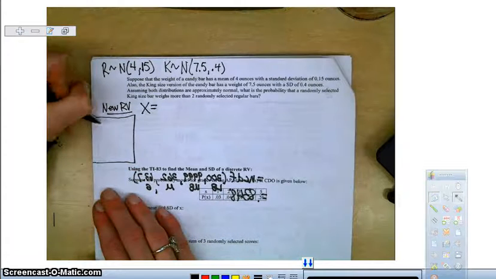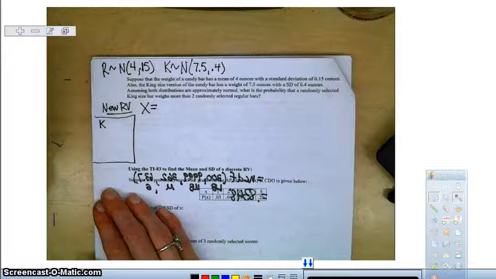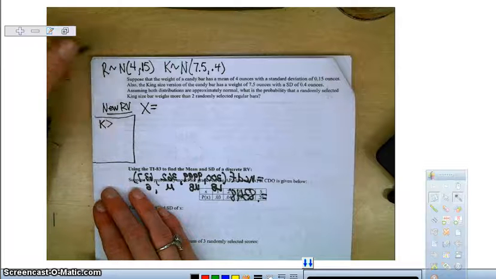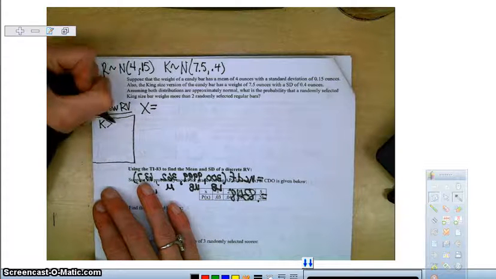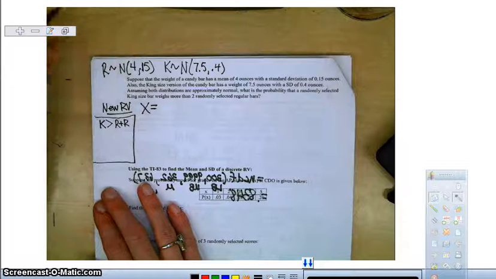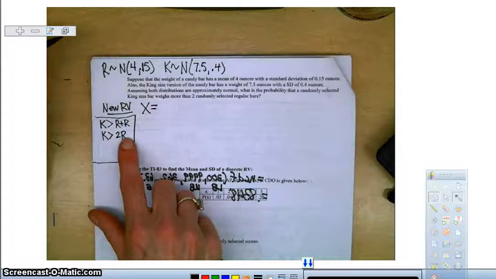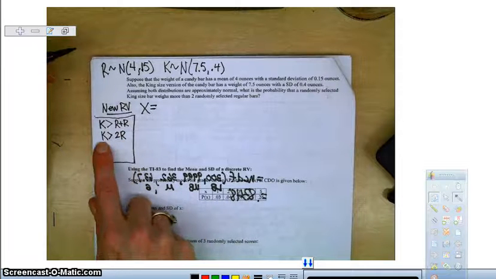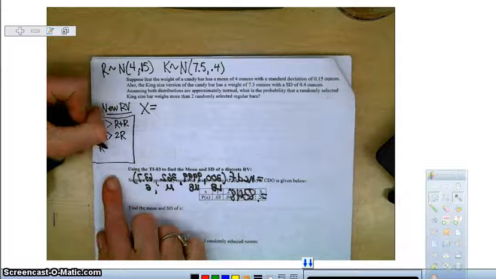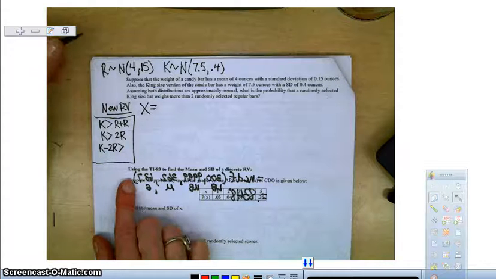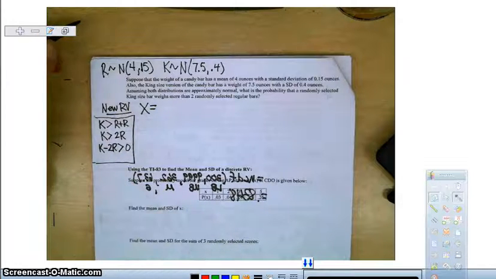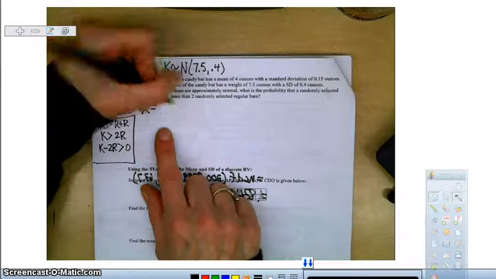If a king size bar weighs more than, what math inequality symbol is that? Greater than 2r, or r plus r. You could say 2r. King is greater than 2r. Now get everything on one side: move the 2r over, minus it. So king minus 2r is greater than 0. You could do it either way as long as you can interpret it correctly. So the new variable x is k minus 2r.